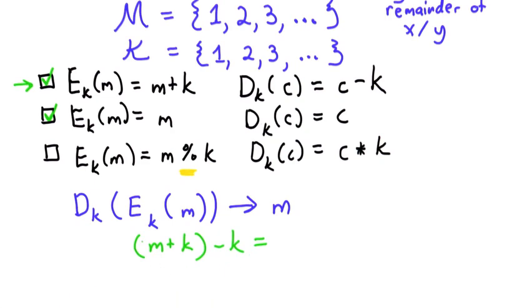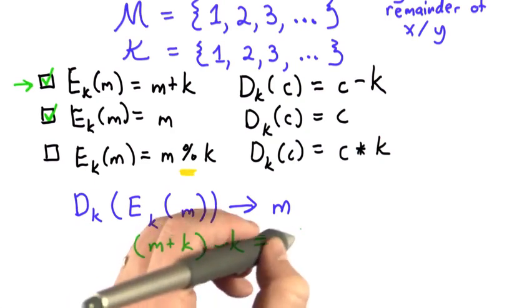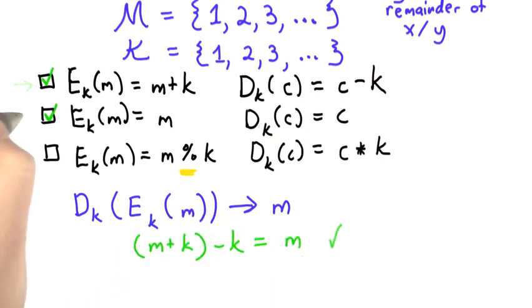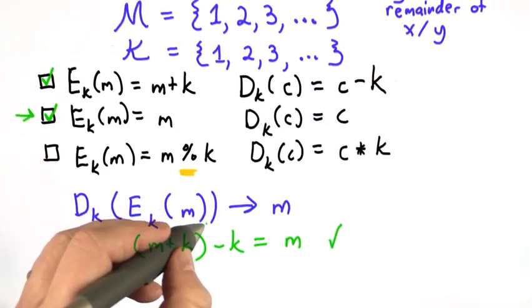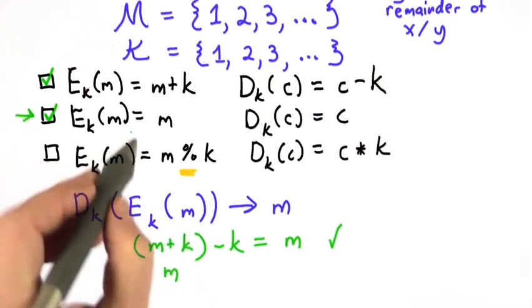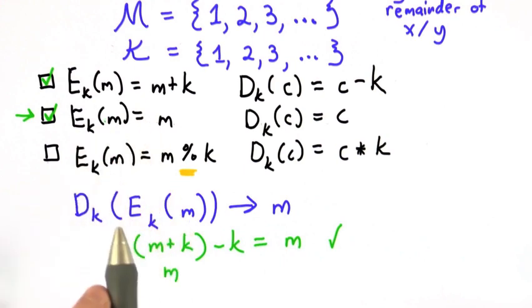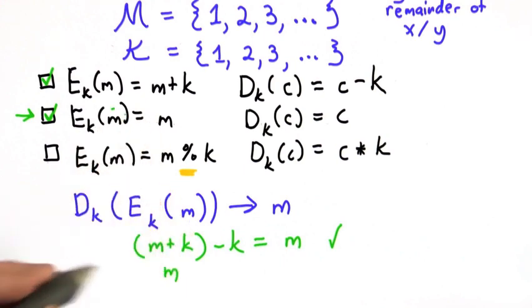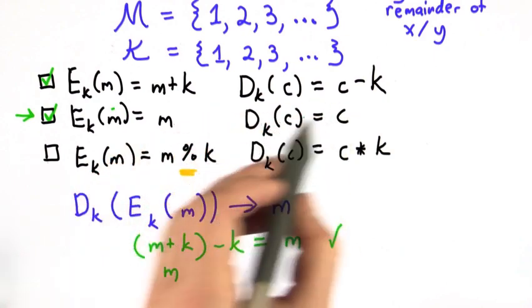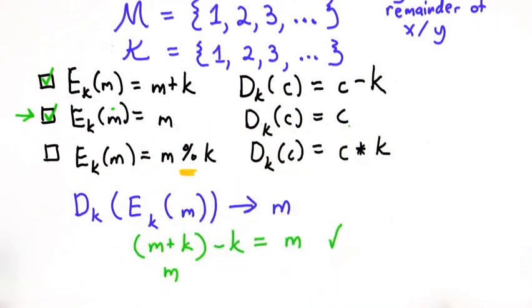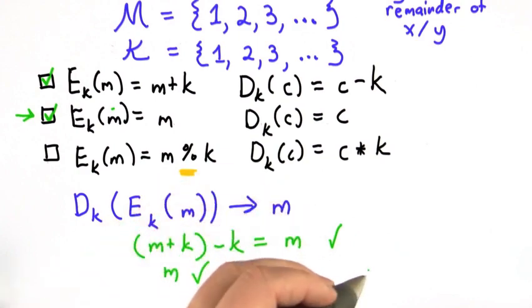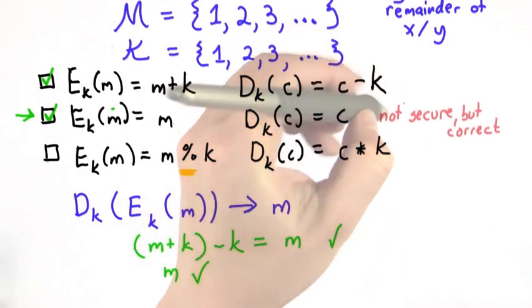Using the properties of arithmetic, well, this is indeed equal to m. For the second choice, the encryption function is the identity. That gives us m back. Certainly this does not provide the security properties we need. We haven't hidden anything about the message. And then the decryption function is also the identity. It takes in m, gives us m back. So this satisfies correctness, certainly does not satisfy security.